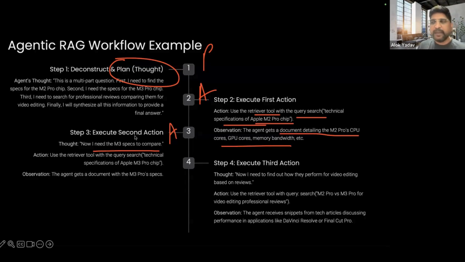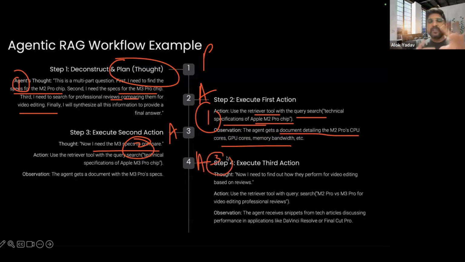In the next action, because we have the parts here, we are going to search for the M3 Pro specification. Also we are going to search for an action about video editing. So here we are doing the action for the first task, which we defined earlier. Then the action for the second task. The third was to look into reviews, so this is our third task action. We have broken the entire problem into three subtasks, and then we are doing all the subtasks one by one.